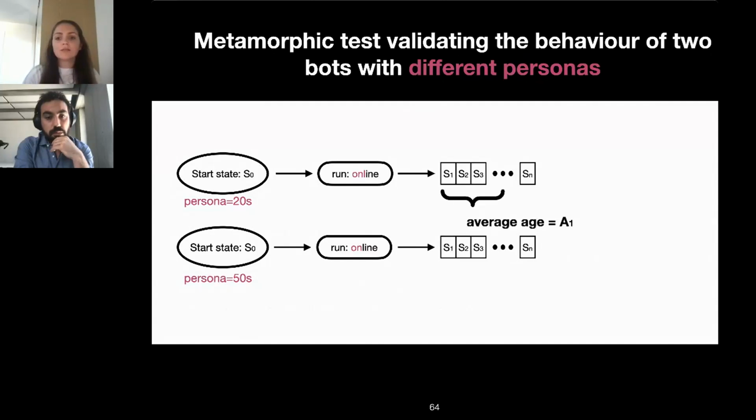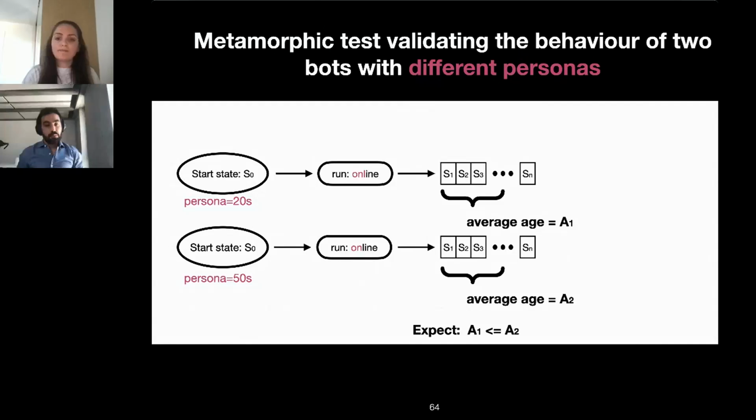That leads us to defining a metamorphic relation between these two simulations based on the different personas, such that the average age of the people visited by a bot in their 20s is smaller than the average age of the people that a bot in their 50s visited.